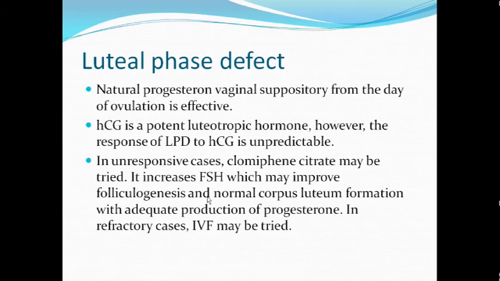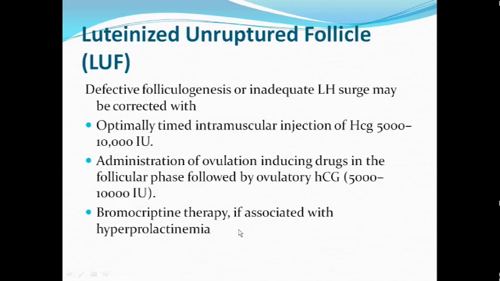After ovulation induction, if you find a luteal phase defect on investigation, it is because of a lack of progesterone. So you have to give progesterone, either as a suppository, or you can also use HCG. In unresponsive cases, clomiphene citrate may be tried, which may improve folliculogenesis and normal corpus luteum formation with adequate production of progesterone. In refractory cases, IVF may be tried.